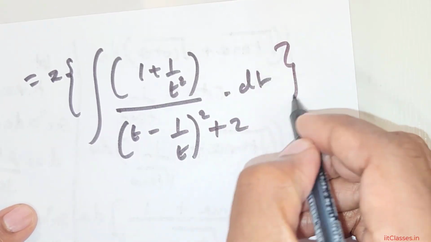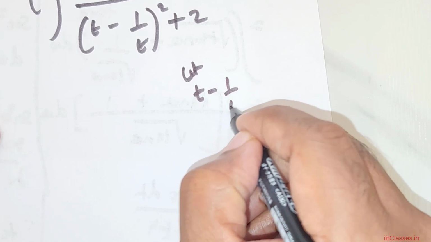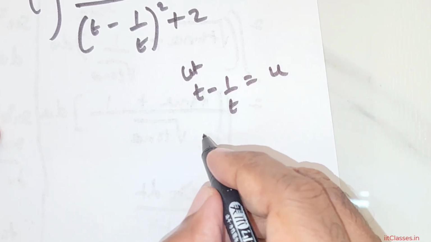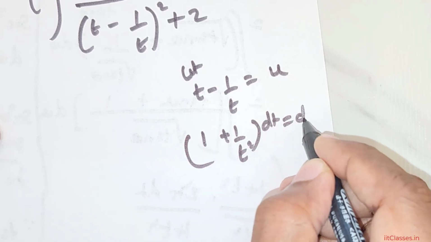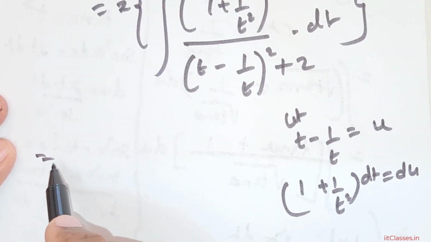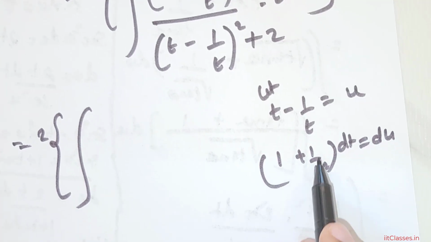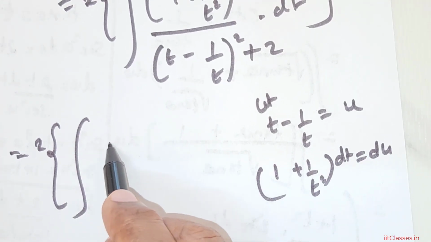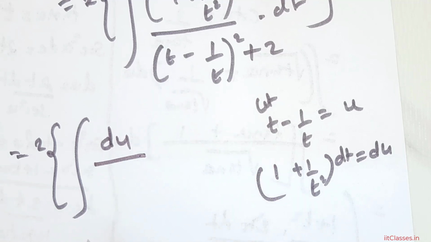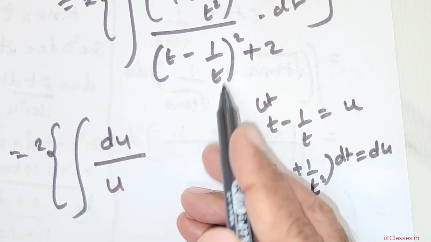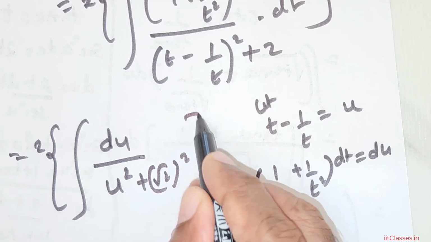Okay, now we will have to make the following substitution. So what I wish to do is let t minus 1 over t be equal to some u. I differentiate this, I get 1 plus 1 over t squared, times dt, is equal to du. So this is equal to 2 times the integral, in place of 1 plus 1 over t squared dt you substitute du. In place of t minus 1 over t you substitute u, as a square there. You have 2 there. I'm going to write it as root of 2 squared.